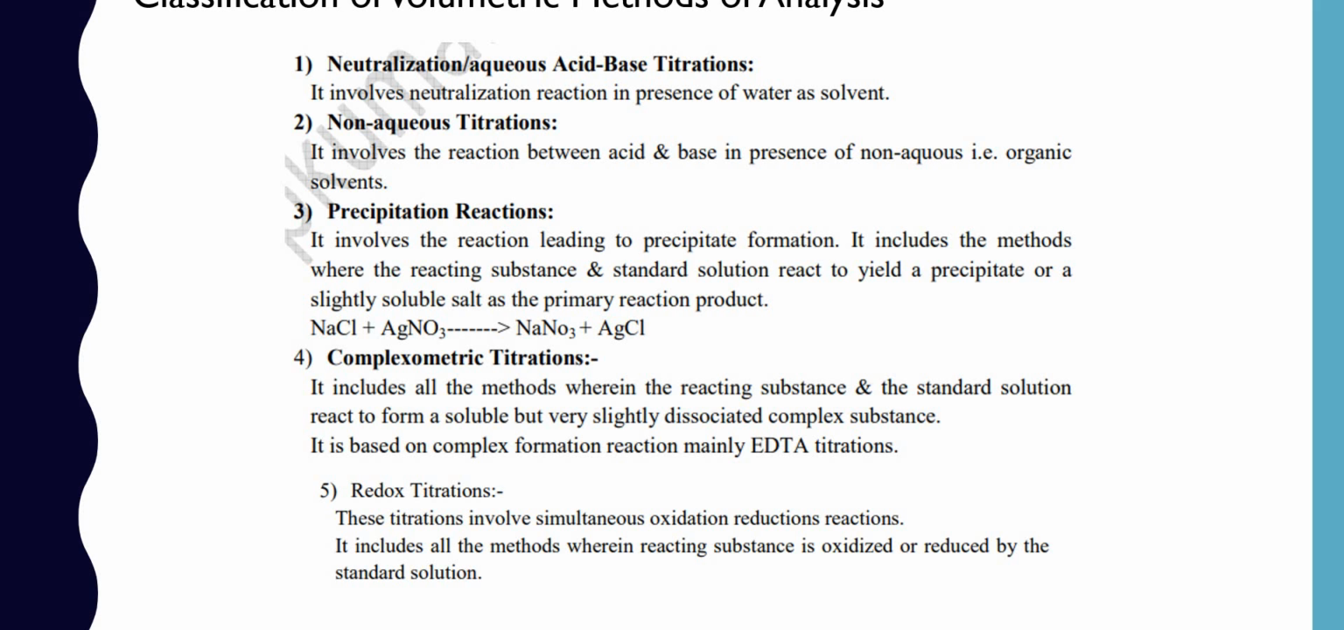Then we have redox titration. As the name suggests, redox titrations are those where simultaneous oxidation and reduction reactions occur. Those reactions are applied in this titration, so we call them redox titrations. Out of these, we have completed the acid-base titration, non-aqueous titration, precipitation titration, and complexometric titration. We will be going to see redox titrations today.